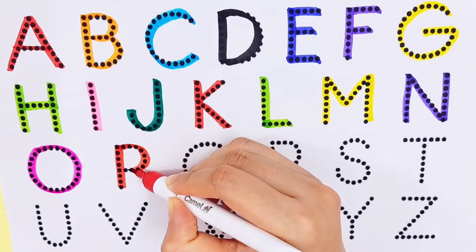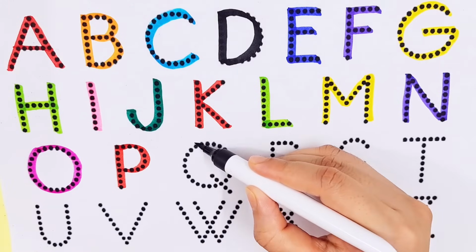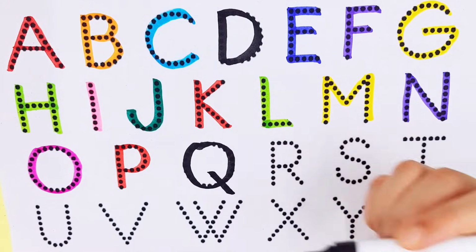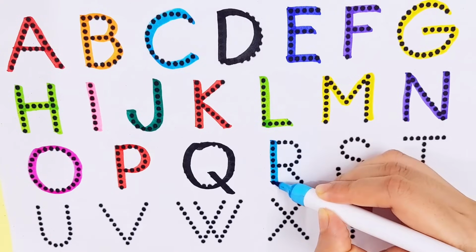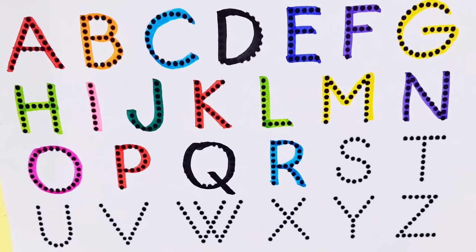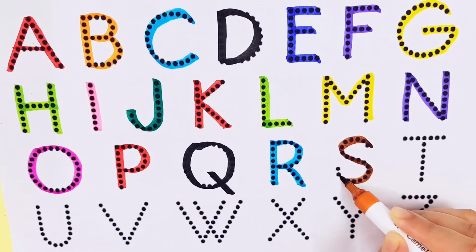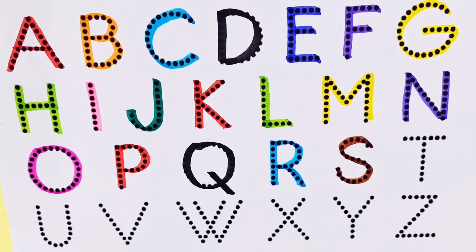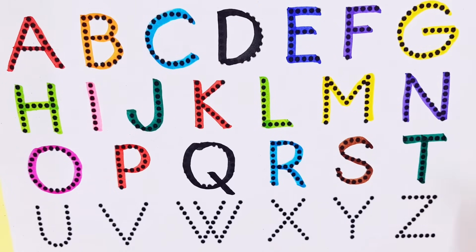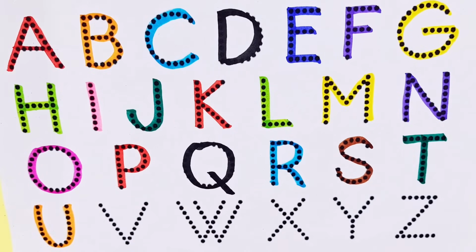P for pen. Q for queen. R for rainbow. S for star. T for tiger. U for uniform.